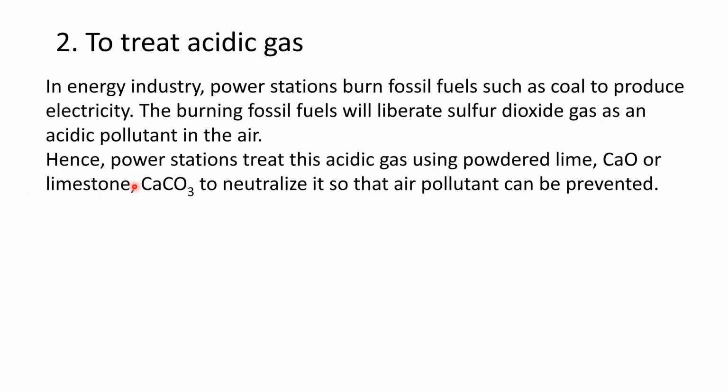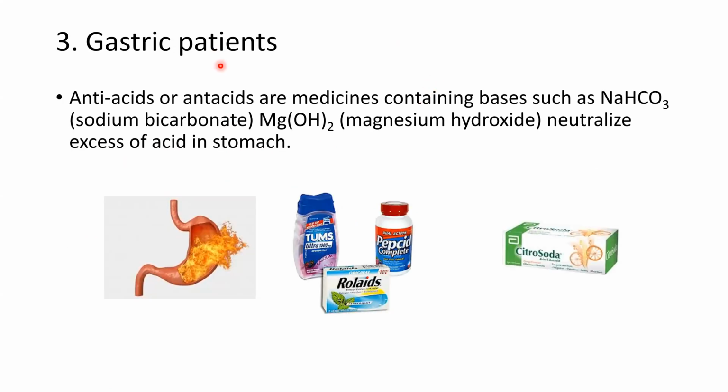Chemically, this is calcium carbonate. Basically, these power stations pass this acidic gas through the powdered lime, calcium oxide, or calcium carbonate to neutralize it, because when it passes through, it gets neutralized from its surface, and then it is not the acidic gas which we are liberating in the air. So that is preventing air pollutants, which could be damaging for buildings and can cause acid rain. The third one is gastric patients.